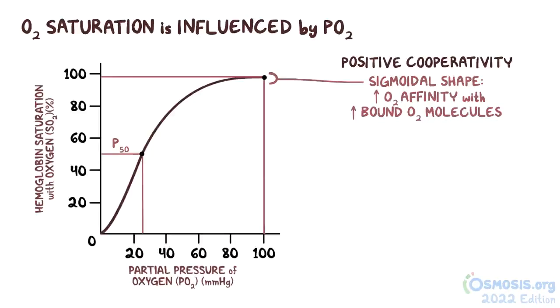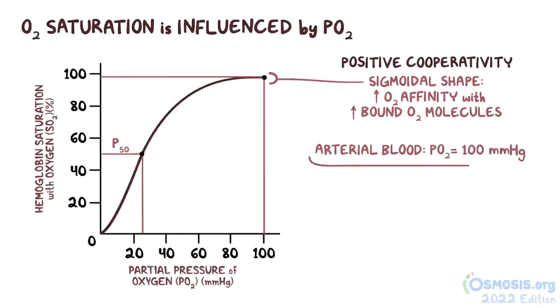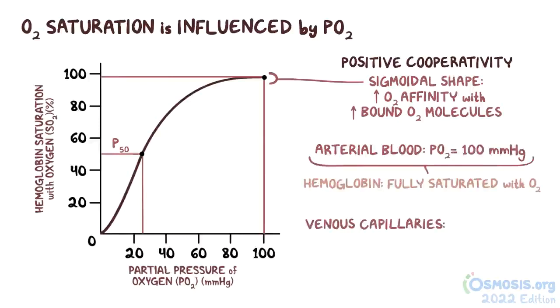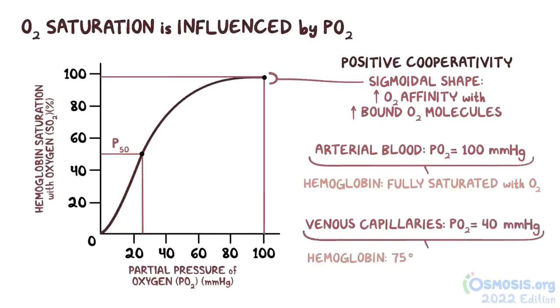Around 60 millimeters of mercury, the vast majority of the hemoglobin subunits have bound oxygen, so the curve starts to level off. That's why in arterial blood, where the partial pressure of oxygen is around 100 millimeters of mercury, hemoglobin gets fully saturated with oxygen. And also why in the venous capillaries of tissue, where the partial pressure of oxygen is about 40 millimeters of mercury, hemoglobin is only about 75% saturated with oxygen. In other words, about a quarter of the oxygen that's bound to the hemoglobin gets dropped off, or unloaded in the tissues.